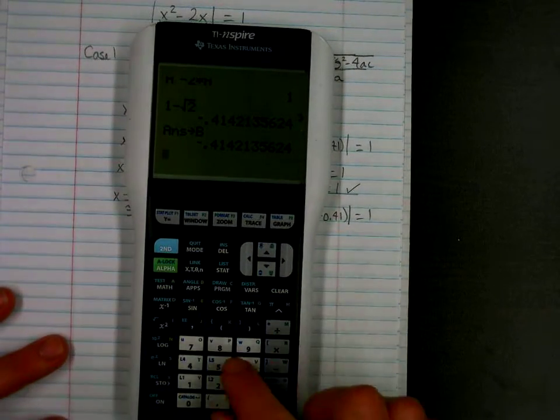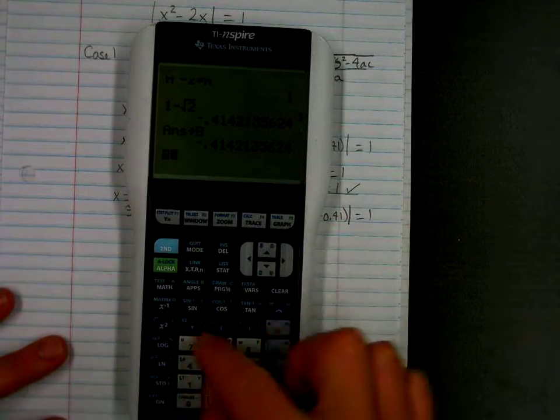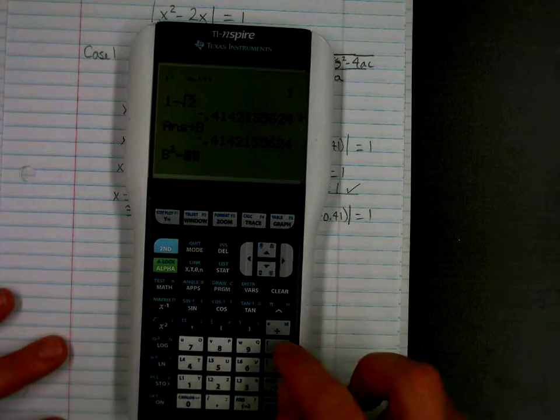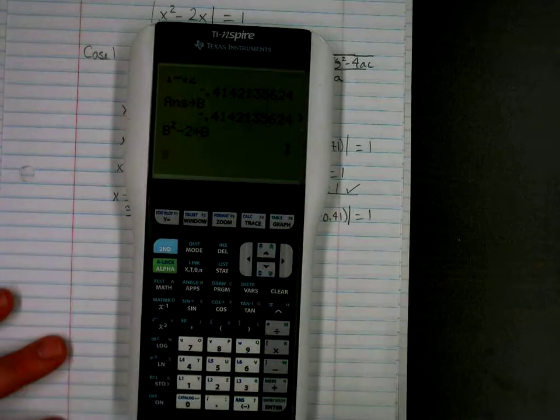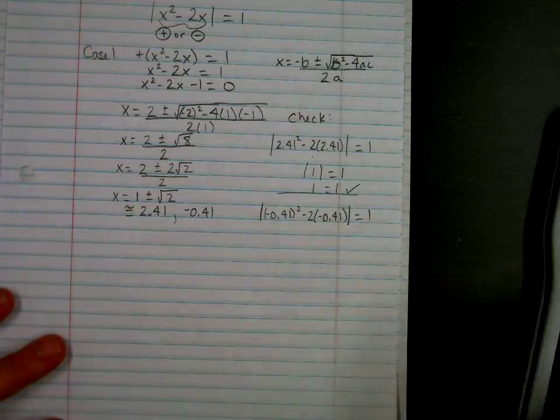Now I'm going to check this. So I'm going to go b squared minus 2 times b. And this also checks out to be a value of 1.